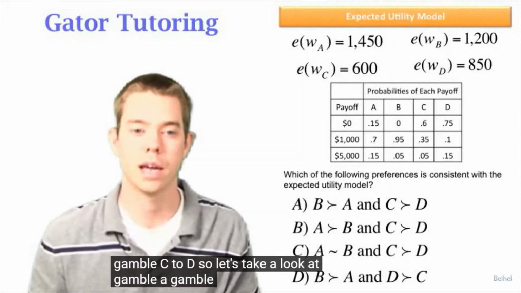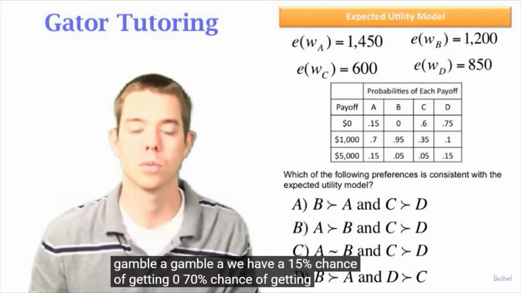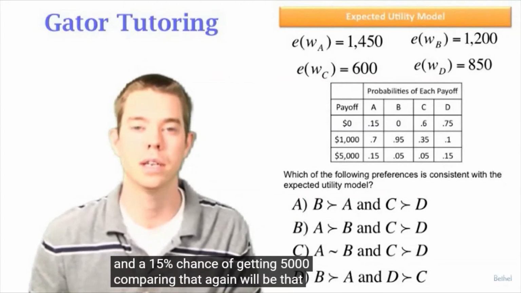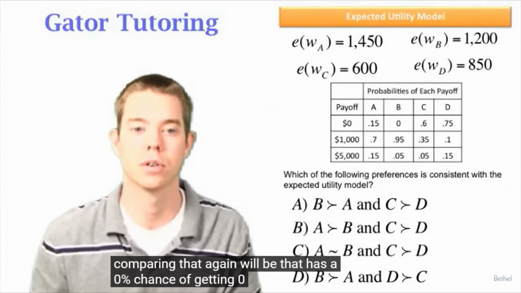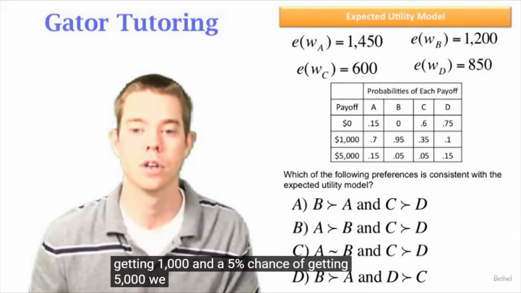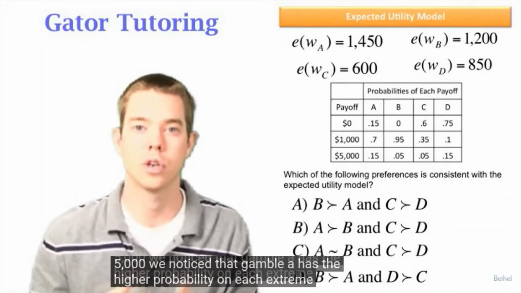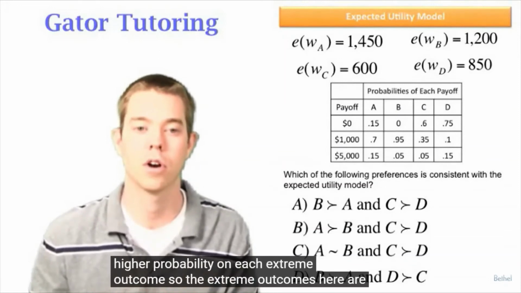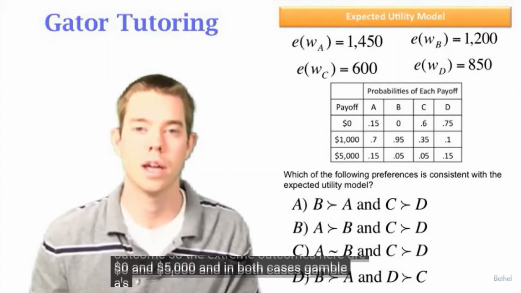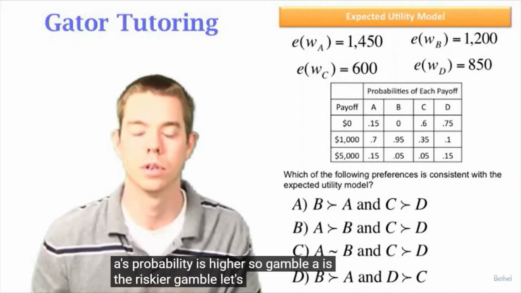So let's take a look at gamble A. Gamble A, we have a 15% chance of getting 0, a 70% chance of getting 1,000, and a 15% chance of getting 5,000. Comparing that to gamble B, that has a 0% chance of getting 0, 95% chance of getting 1,000, and a 5% chance of getting 5,000, we notice that gamble A has the higher probability on each extreme outcome. So the extreme outcomes here are $0 and $5,000, and in both cases, gamble A's probability is higher. So gamble A is the riskier gamble.